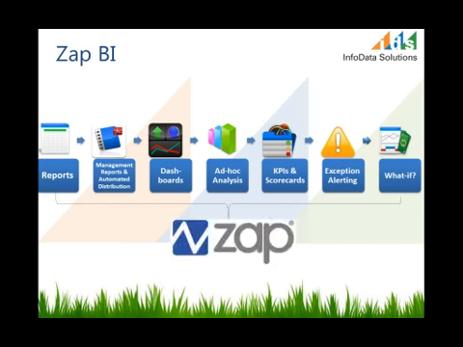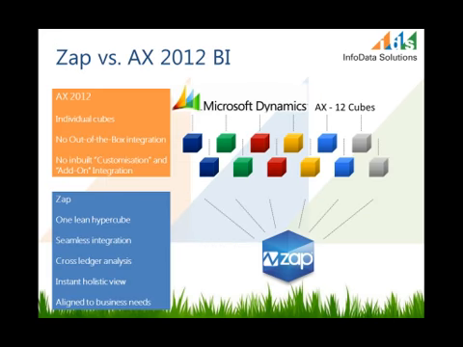So, how does it work? Well, basically, we looked earlier at the 12 cubes. It's taking all that information from those 12 cubes and putting them into one cube. ZAP used the term a hypercube, and it's pulling that data together, and that's one of the big things about it. It is allowing information from one cube to another.